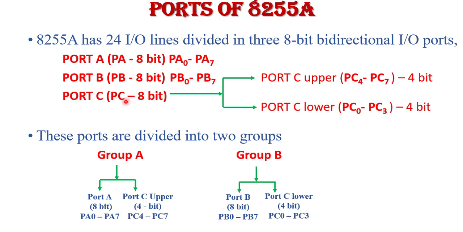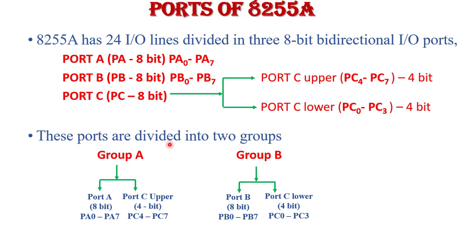But port C is divided into two parts, port C lower and port C upper. Port C lower has 4 bits, PC0 to PC3, and port C upper also has 4 bits, PC4 to PC7. Now whether all these ports work as input ports or output ports depends on the mode of operation of 8255. The mode of operation of 8255 I will explain in my next video.